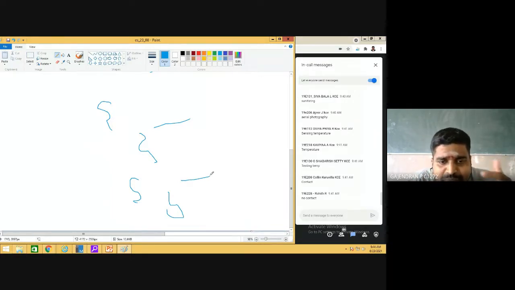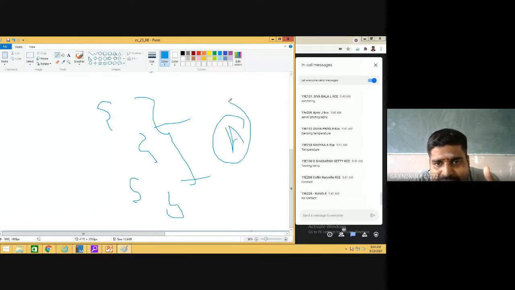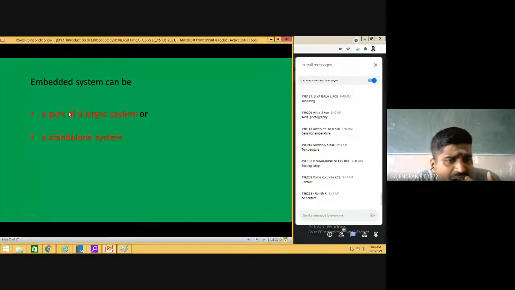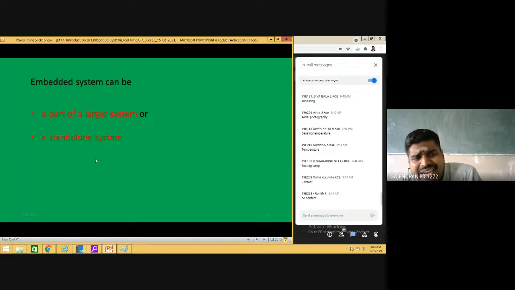Many things we will study as theory. Every time you study some theory or come across some analytical thing, try to convert all the concepts into your coding. That is a very, very big thing you need to focus on. Then, part of a larger system and standalone system.